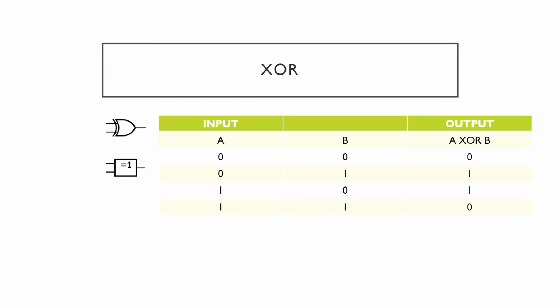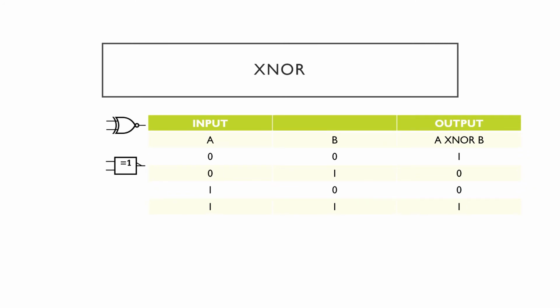XOR is a little bit more complex. Here, only one input has to be 1 for the output to be 1. But if both inputs are 1 or 0, the output is 0 automatically. And XNOR, inputs have to all be 0 or 1 for the output to be 1. Any other combination will result in 0.